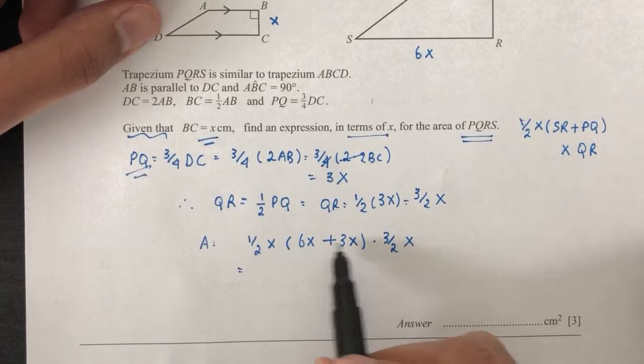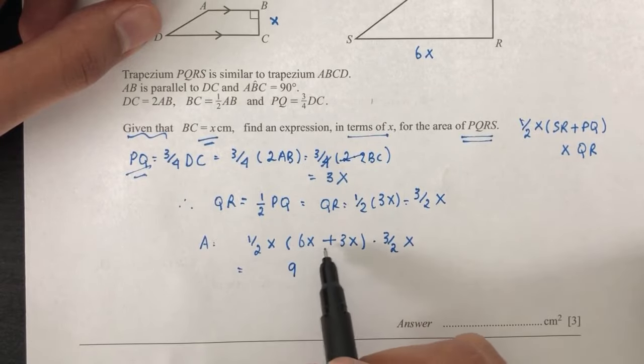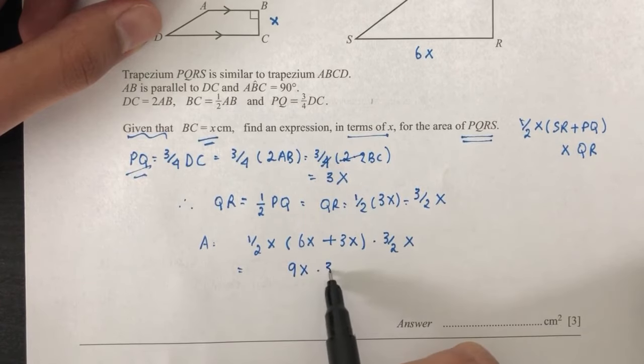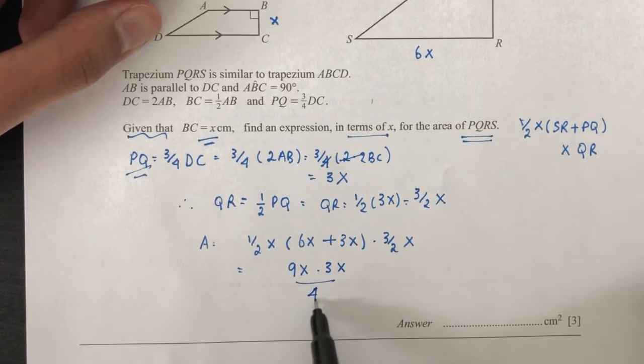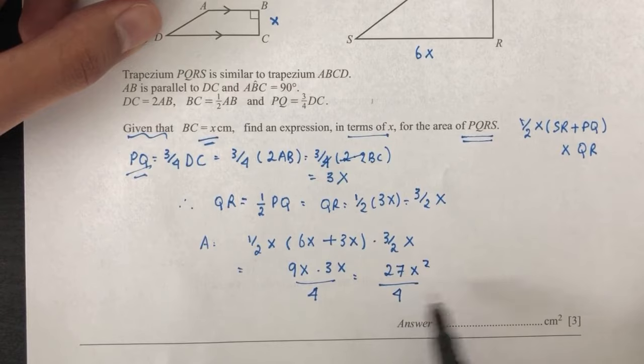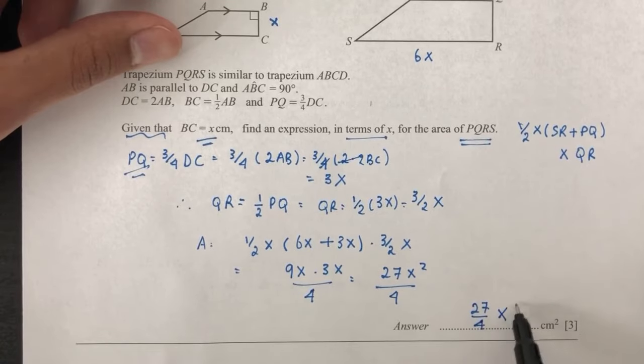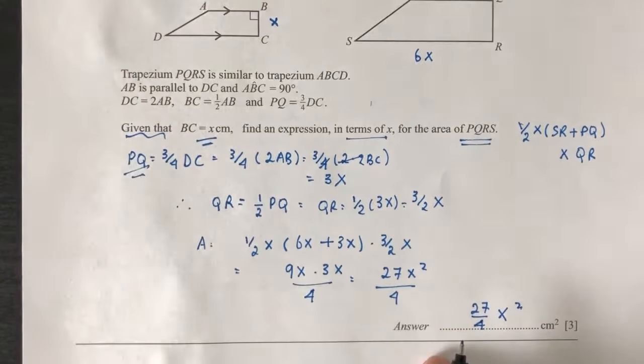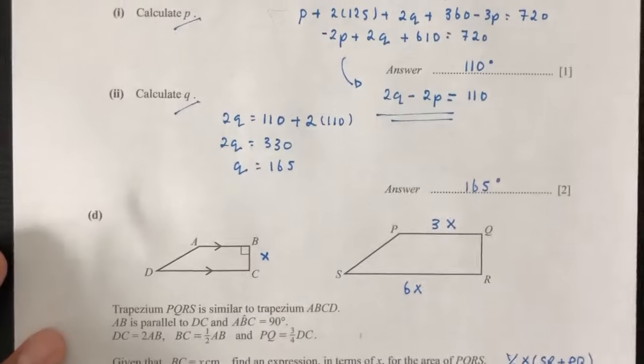So here we have 9x times 3x over 4. That should be 27x squared over 4 for the area of the trapezium. So that will be question number 4.